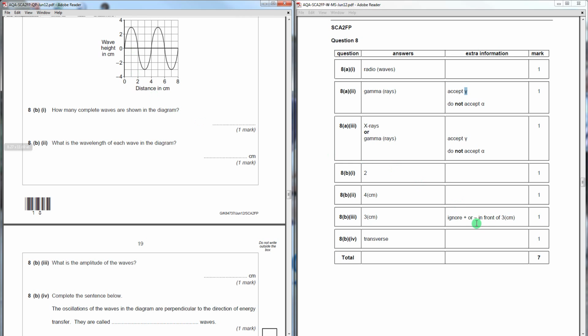Okay, and it doesn't matter, you see here in the mark scheme it says ignore plus or minus. Well, that's because you could say it's plus 3 centimetres or minus 3 centimetres, doesn't really matter. The 3 is the important part there.